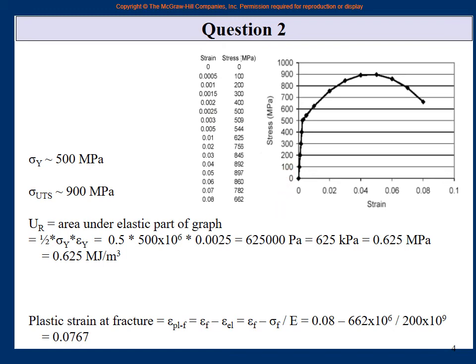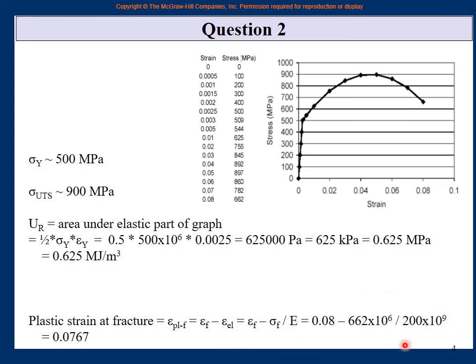Because if there is a straight line, you want the slope. So the difference in the stresses between 2 points and the difference between the strains at the 2 points. So very accurately, you take the initial point and the final point. So 500 minus 0 for the stress and 0.0025 minus 0 for the strain. So divide 500 by 0.0025, you will get 200 gigapascal. So now this is it.